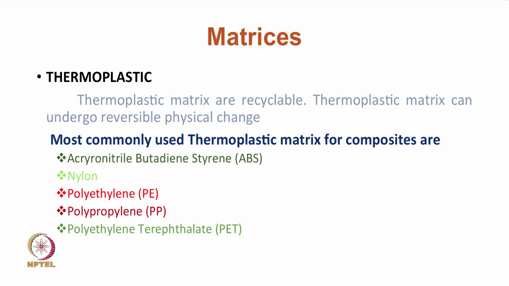Most commonly used thermoplastic matrix materials are acrylonitrile butadiene styrene, which is known as ABS, polyamide, that is nylon, polyethylene, polypropylene, and PET, polyethylene terephthalate, which is a saturated polyester. So, the normal polyester we use melts on heating and solidifies on cooling.